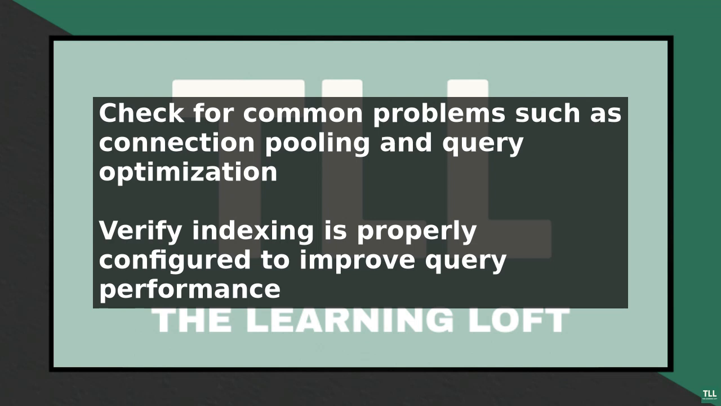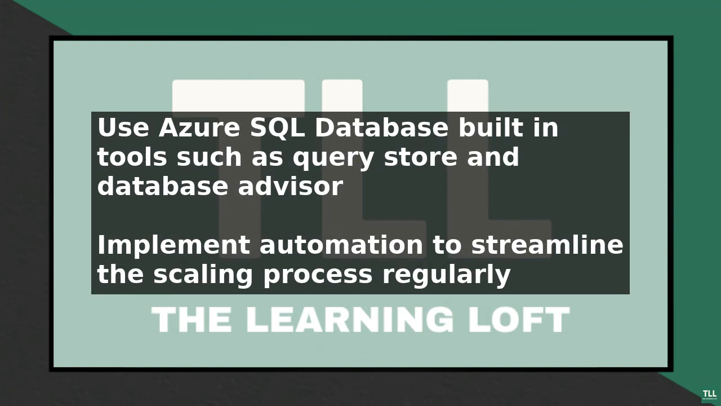You should also check for any issues with data consistency and integrity, and ensure that data is properly replicated across all replicas. To resolve scale-out issues, you can use Azure SQL Database built-in tools such as the Query Store, which provides insights into query performance, and the Database Advisor, which recommends optimization opportunities. You can also use third-party tools to monitor and troubleshoot your database.